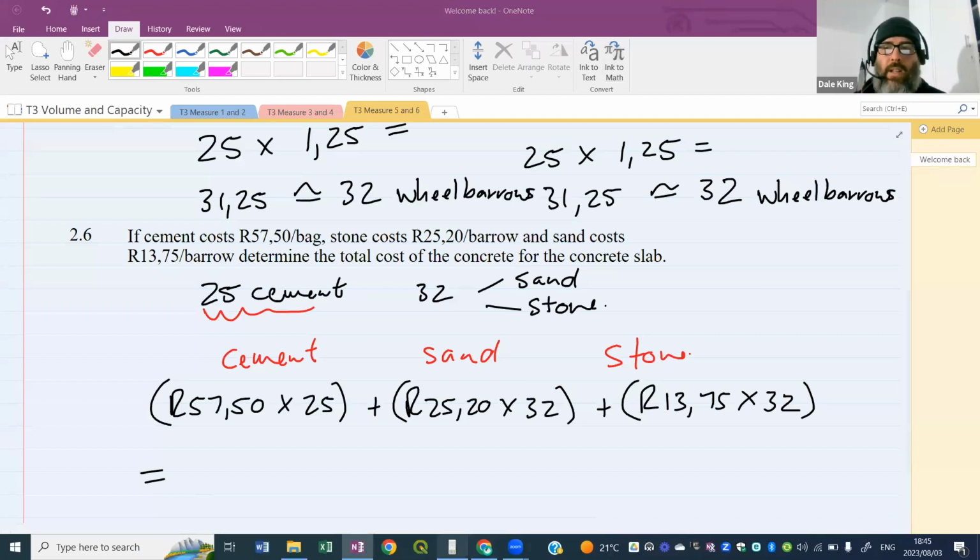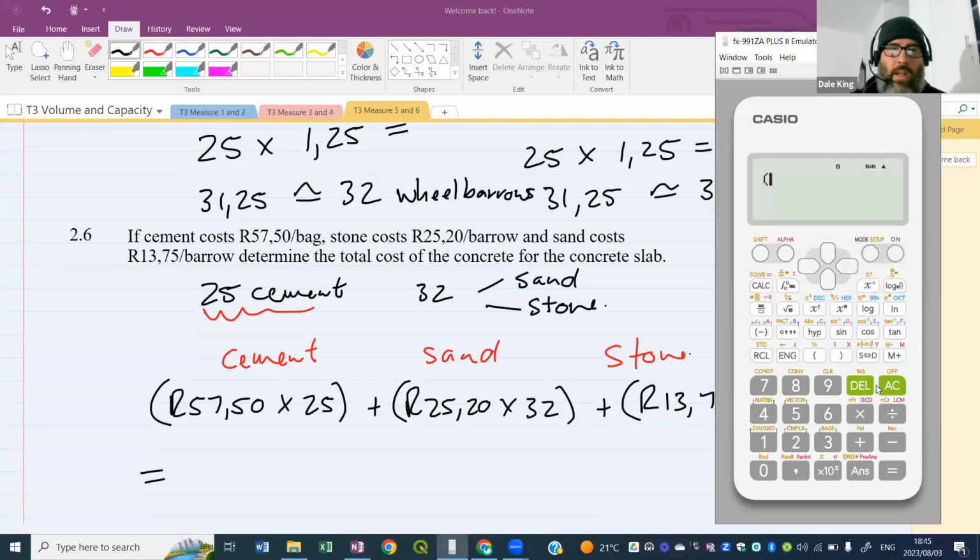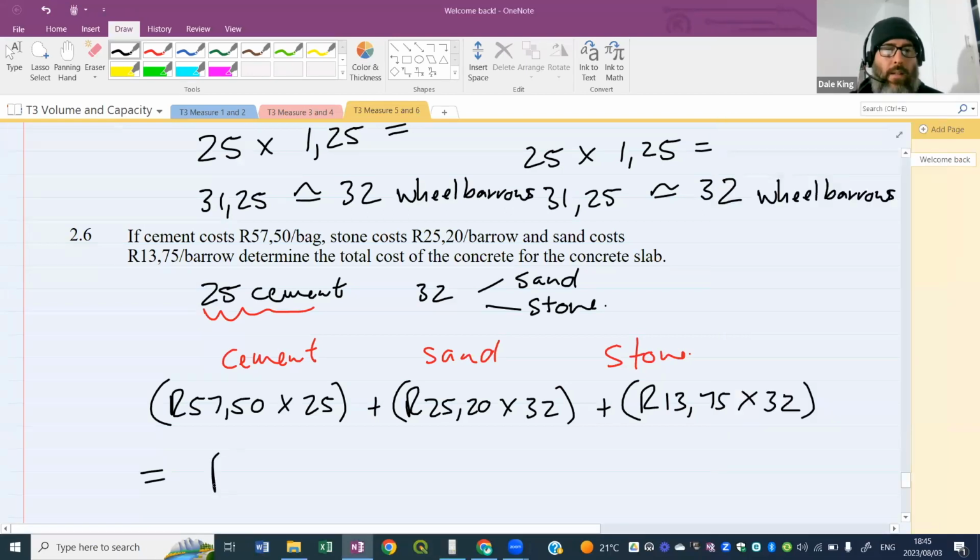Okay, there we go. Let's do it on the calculator. Forgive me for brackets, but I like to use them. 57.5 times 25, plus 25.2 times 32, plus 13.75 times 32. All right, let's check it out, ladies and gentlemen. 2683.9. 2683.9 rands for this concrete slab.